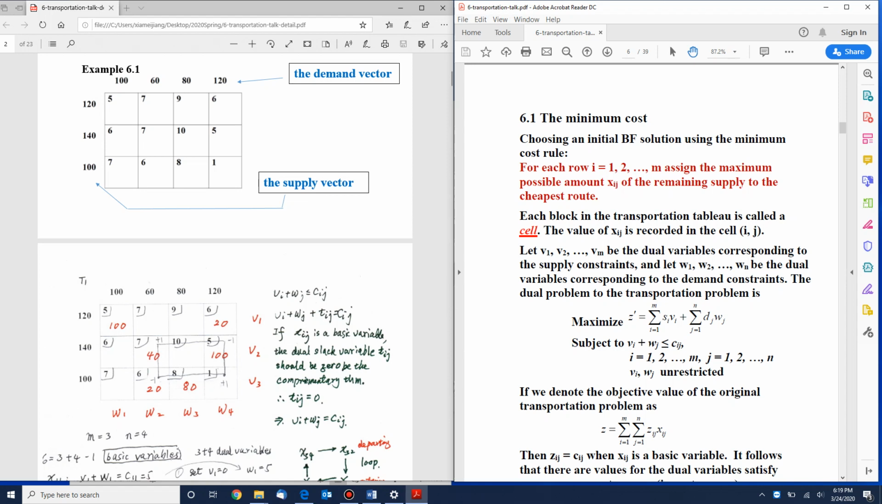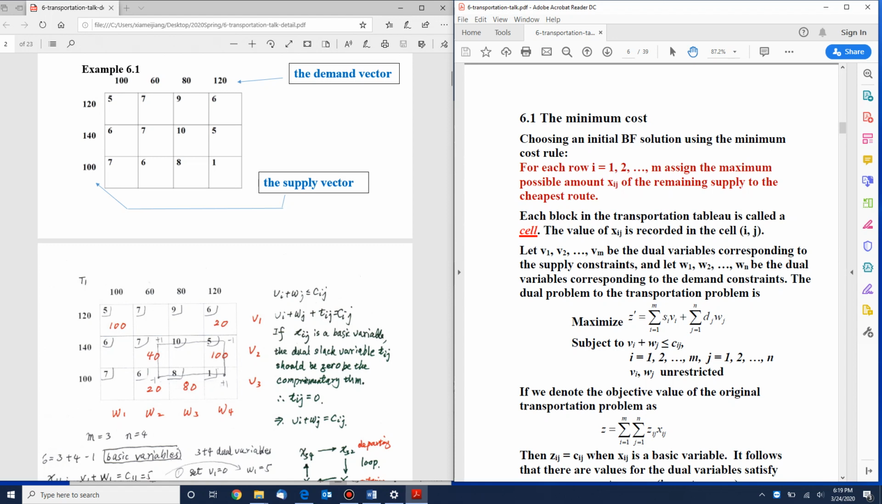Another 40 left. You look at the second row, there are 6, 7, 10 there. So 6 is the cheapest one. However, market 1 is already full, right? It already got 100 from source 1. So we cannot put any to market 1. So you can only have two choices. One is 7, one is 10. Of course, we choose the cheap one. That is the cheaper one, that is 7, right?